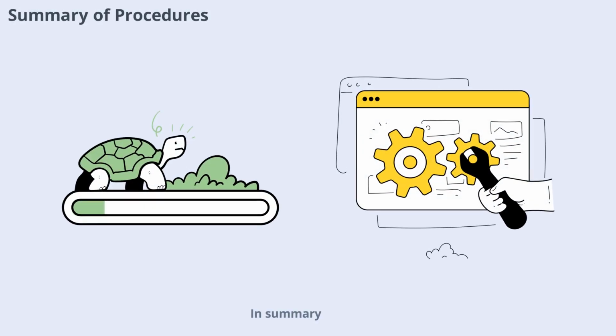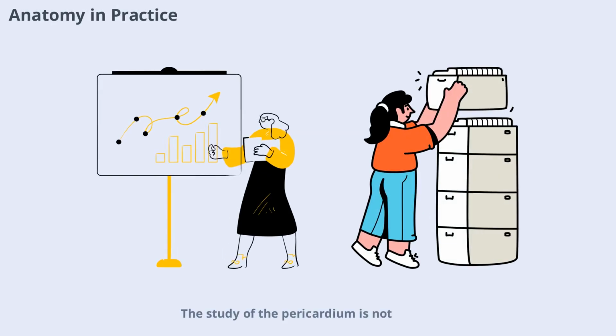In summary, procedures like pericardiocentesis are life-saving interventions for conditions such as cardiac tamponade and severe pericardial effusion. Understanding the anatomy and clinical context ensures safe and effective treatment. The study of the pericardium is not just academic, it has real-world implications for patient care. From diagnosis to intervention, a solid grasp of pericardial anatomy empowers clinicians to make informed decisions and improve outcomes.